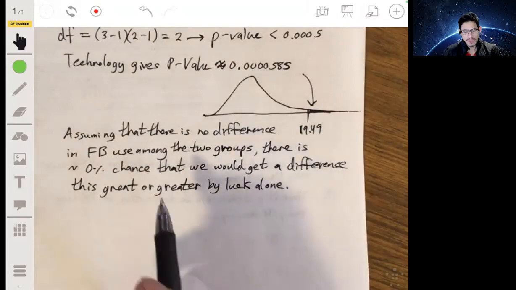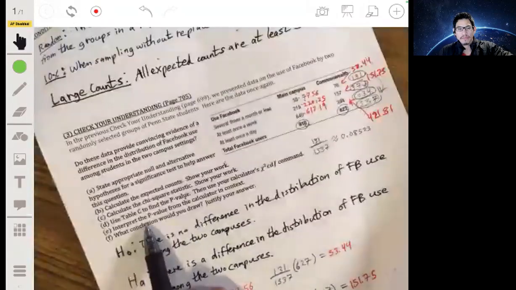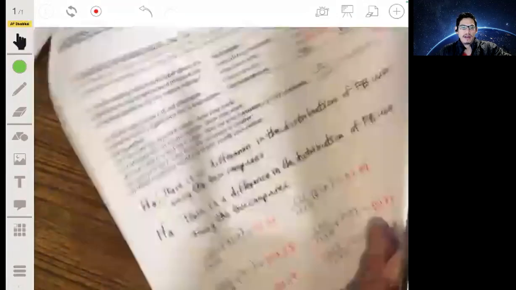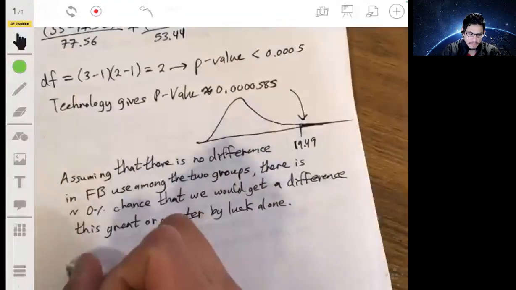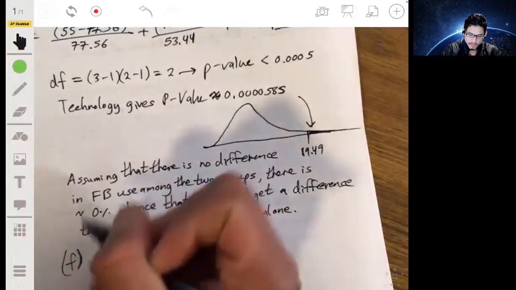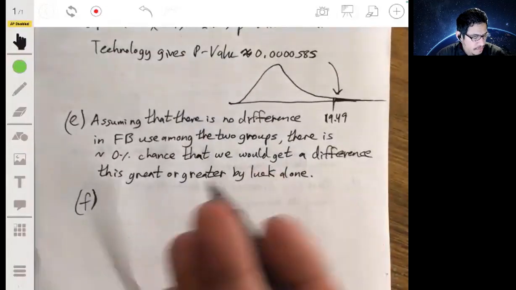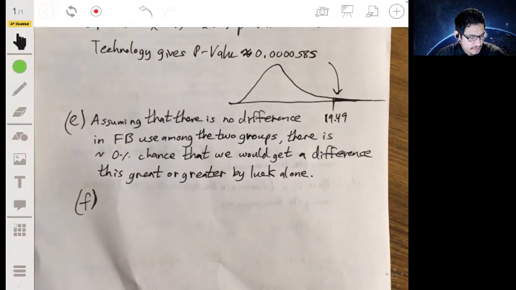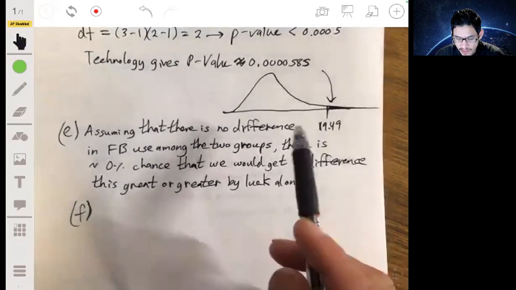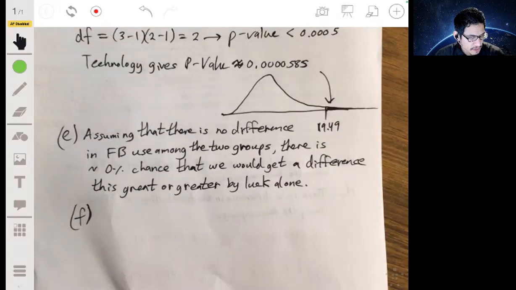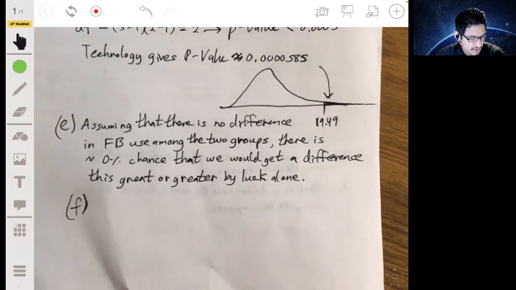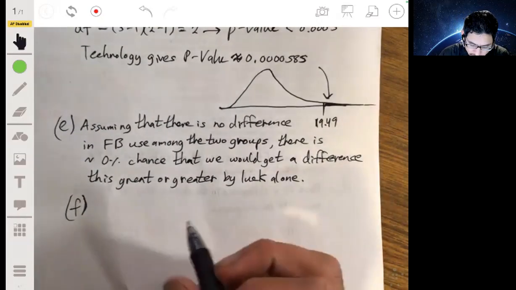And because of that, following up with our last part, our conclusion then would be part E. Our conclusion is that we're going to reject our null hypothesis because our p-value is far less than our alpha of 0.05, and we say we have convincing evidence that there actually is a difference in Facebook use among these two groups.